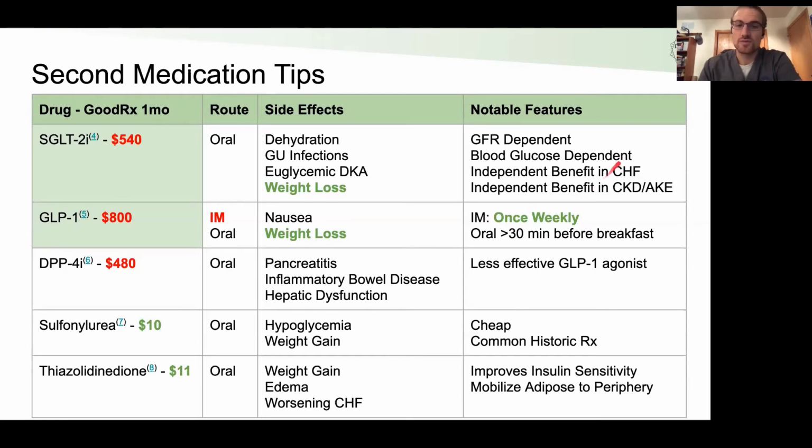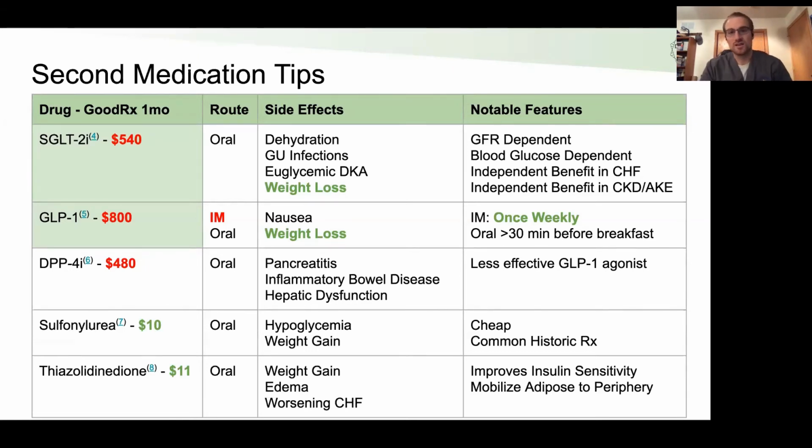The SGLT2s we'll spend a little bit of time on. They are GFR dependent. Low GFRs are less effective, but they slow the progression of kidney disease down here. And so they actually can help maintain the GFR for a little bit longer. It's also blood glucose dependent. If you don't have a high enough blood glucose, you don't have glucose being filtered through the kidney. If glucose isn't being filtered through the kidney, preventing its reabsorption is ineffective.